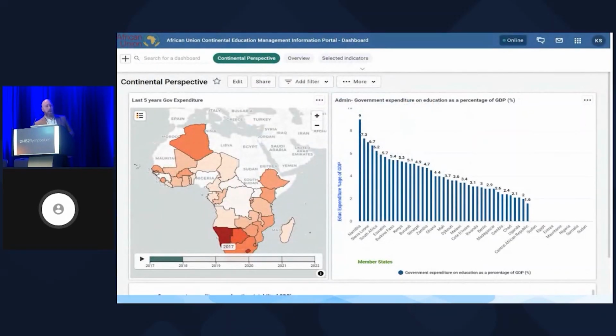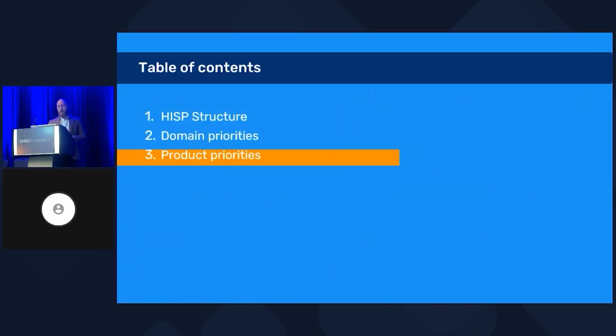And then the last point here in education is working with the African Union to build a continent-wide repository for education. You can see a quick screenshot of that. This is still in development, still quite early days, but trying to get all of the key indicators for education into a single repository.